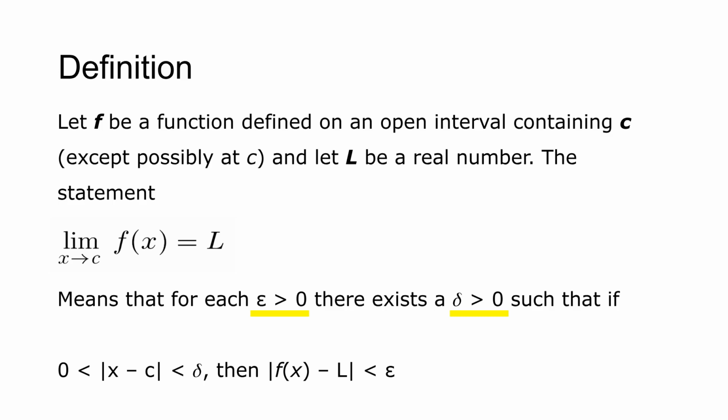If we can show that for any epsilon there's a delta, then that communicates the idea that f of x becomes arbitrarily close to L as x approaches c.